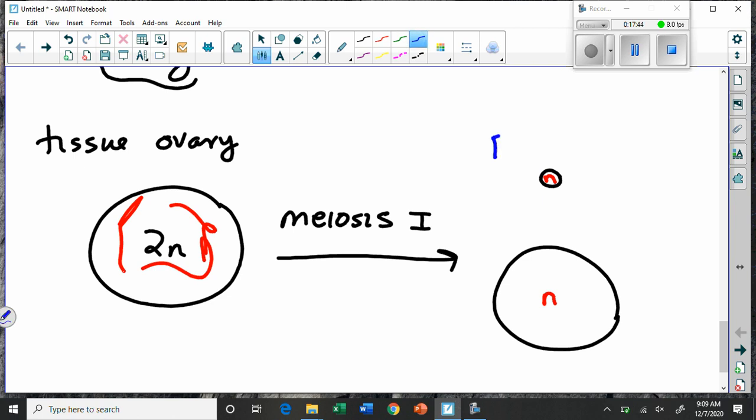This is called a polar body. That's what we call it. And the polar body is tiny, doesn't have enough stuff to survive, and it essentially disintegrates and is reabsorbed, and that's the end of it.